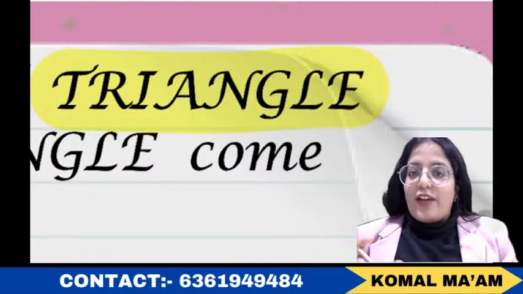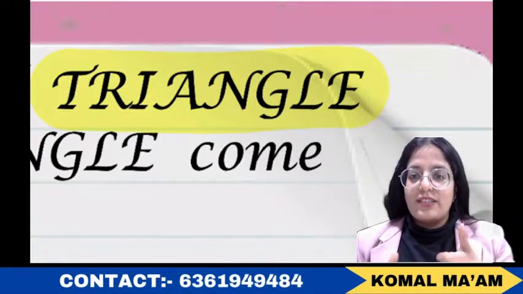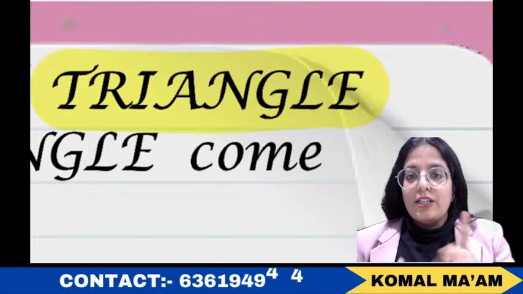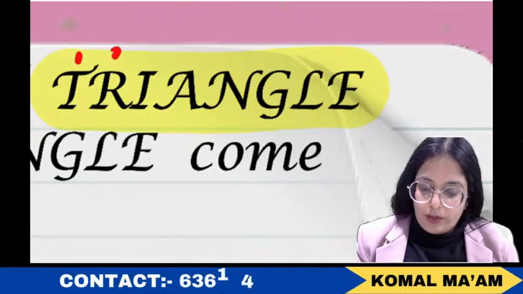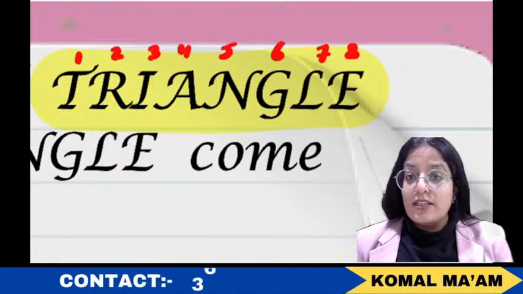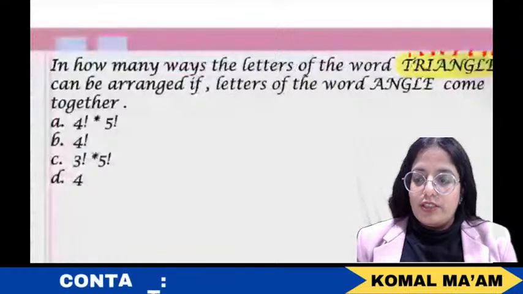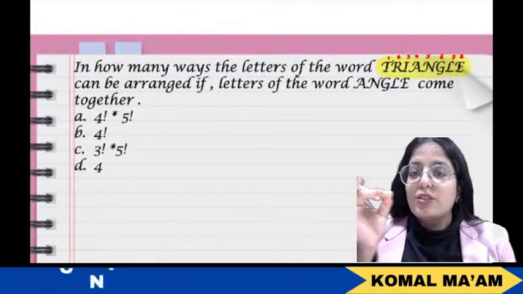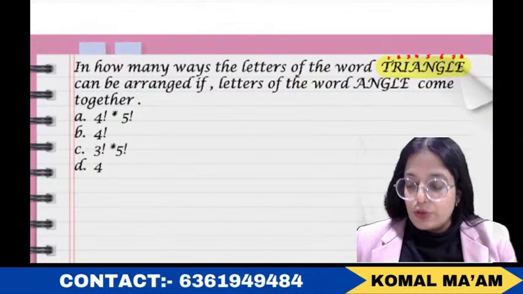The word TRIANGLE, as you can see, has no repetition. So first step done. Now the second step: we needed to count the places. We have all in all 8 places: 1, 2, 3, 4, 5, 6, 7, 8. Now they are saying that we need to arrange the letters of the word in such a way that the word ANGLE comes together.